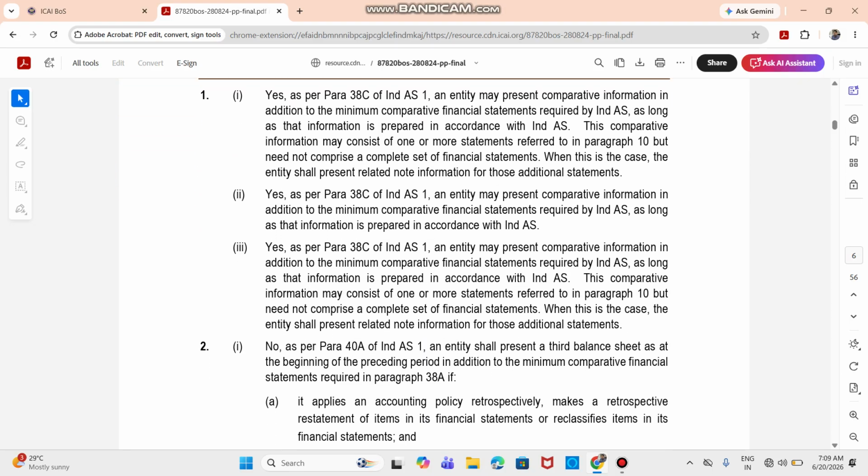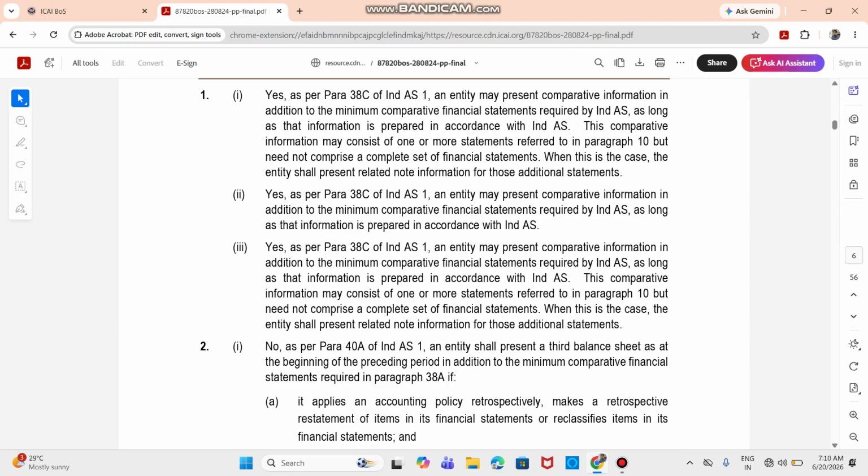So first one is, as per the relevant para of Ind AS 1, an entity may present comparative information in addition to the minimum comparative financial statements required by Ind AS as long as that information is prepared in accordance with Ind AS. This comparative information may consist of one or more statements referred to in para 10 but need not comprise a complete set of financial statements. So in instances like this, the entity shall present related note information only for those additional statements.